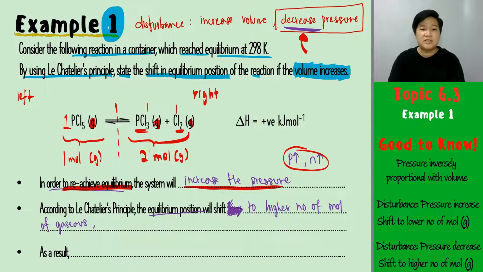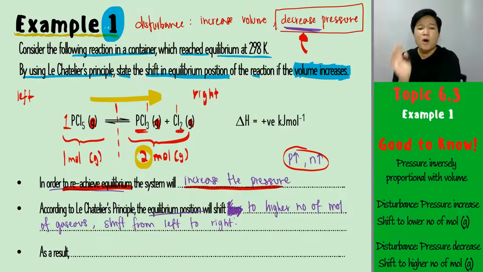And which direction gives you a higher number of moles? Obviously towards the right hand side, because the right hand side has 2 moles of gases, right? Therefore, it will shift from left to right. Okay? This is what will happen. And why are we shifting to the right? Because we have a higher number of moles of gases. We need the higher pressure, so we need to move to the higher number of moles of gases. Simple? Easy. So as a result, what would happen to the concentration of your reactant and product?